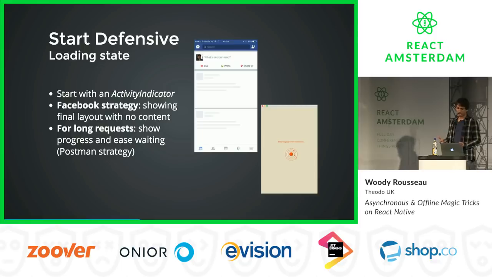You have then more evolved strategy. The Facebook strategy here is to show content that looks like the final layout so that when the data gets here, it's not going to phase out the user. He's going to feel like the content hasn't really moved. And for long requests, you're going to want to have something that shows progress or at least distracts the user. Postman has a nice little loader which puts some random sentences, something that can be quite fun. You can put jokes or Easter eggs there. The idea is to make the user wait and know that something is happening. So this is the basic loading state management that you want in your app.